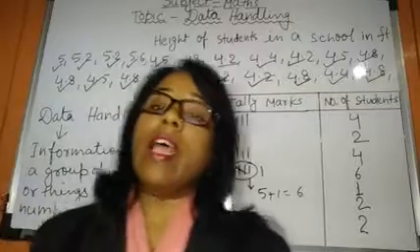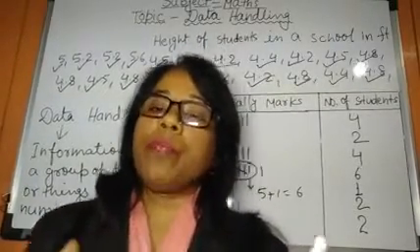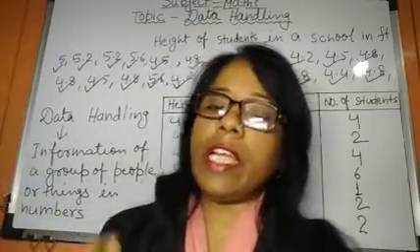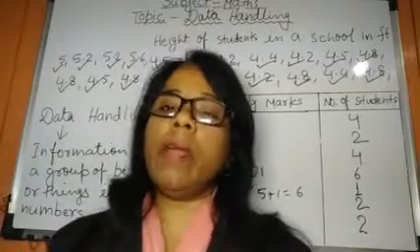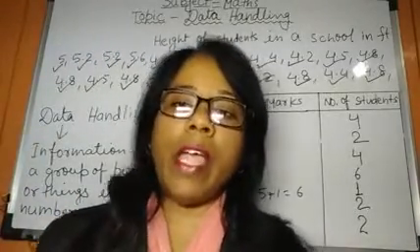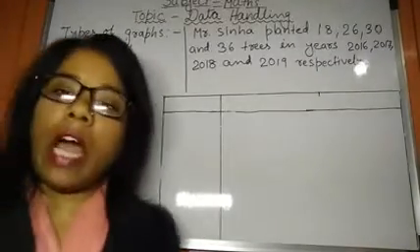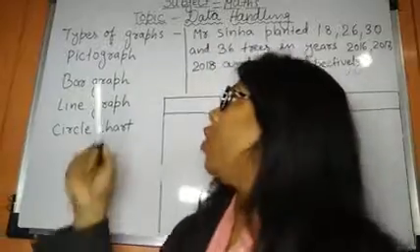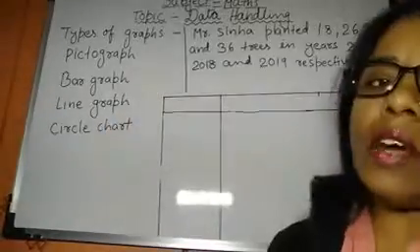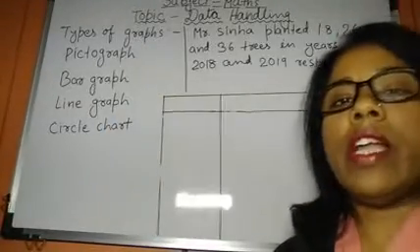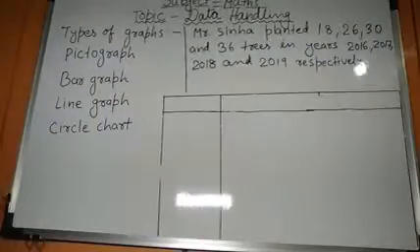Now we will know that there are different ways to keep our record in data handling. So what are the different manners to keep a record? We will see one by one. There are mainly 4 types of graphs to handle data. First one is pictograph, second one is bar graph, third one is line graph, and fourth one is circle chart. Fine. We will know about the pictograph first.